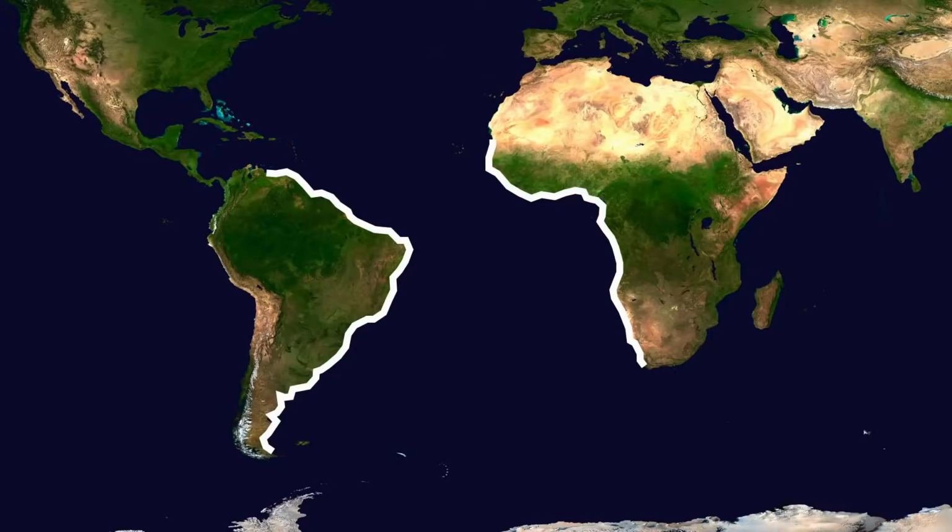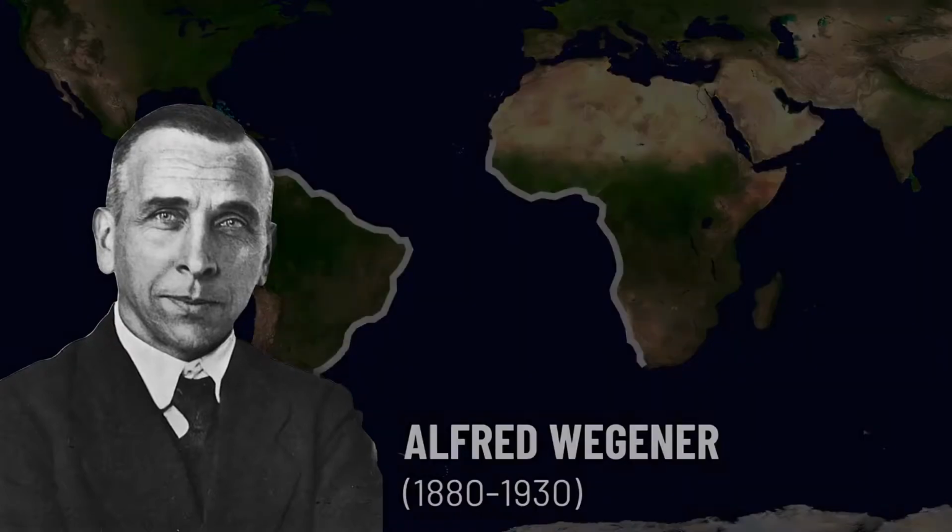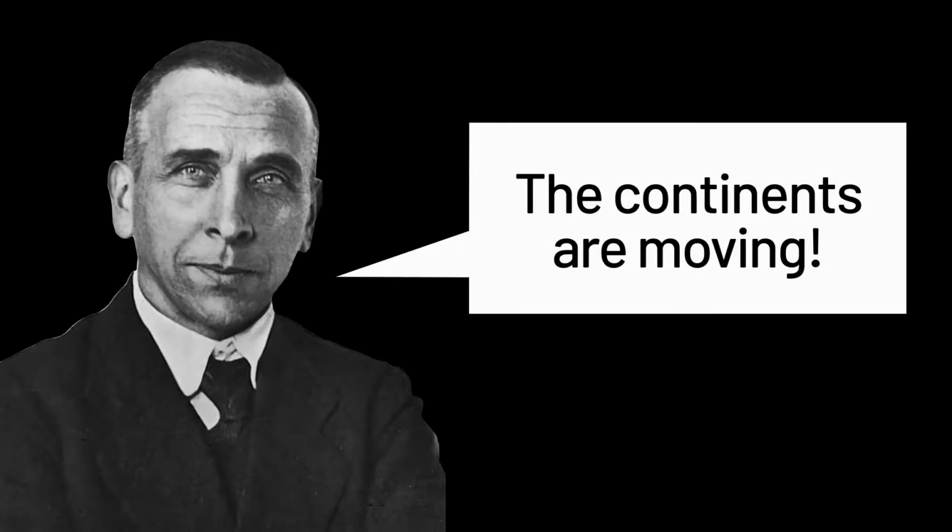Now, of course, people have known this for hundreds of years, ever since the first accurate maps were created. But most people just chalked it up to mere coincidence. One person who had trouble with that, though, was German meteorologist Alfred Wegener. You see, Wegener couldn't just accept that this was a coincidence and that these land masses had such similar shaped coastlines. And so he began to think about this and try and come up with some sort of explanation. And what he concluded was something radical, that the continents are moving.